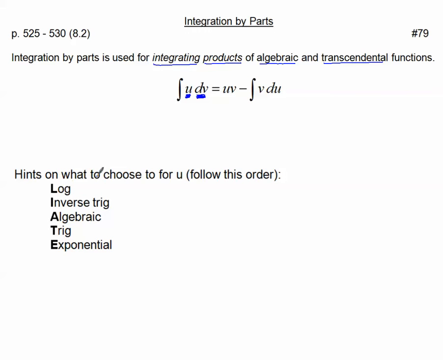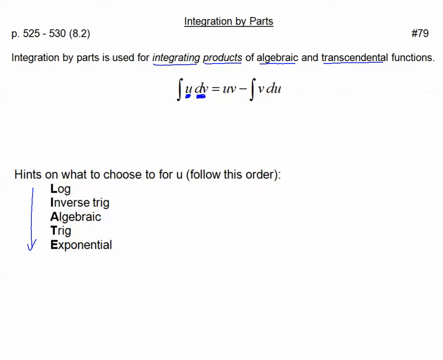Here are hints on what to choose for the u. This is in order to follow. Start at the top, work your way down. If you have a log function, usually that's what you want to call your u. If you don't have a log function, but you have an inverse trig function, then that's what you choose for your u, and so on and so forth.